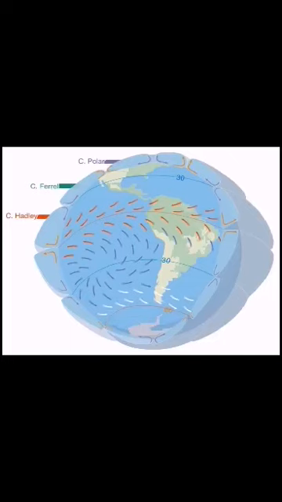Number 1 is Westerlies. Westerlies blow in the middle latitudes between 35 degrees and 65 degrees latitude. They blow from the subtropical high pressure belts toward subpolar low pressure belts. The winds blow from the southwest in the northern hemisphere and from the northwest in the southern hemisphere.